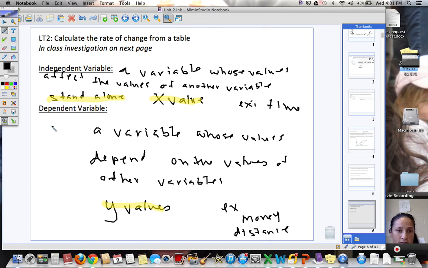So if we have a graph, these would be our independent and these would be our dependent, because these are my x's and these are my y's.